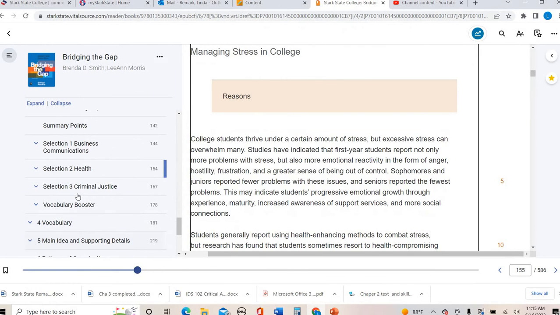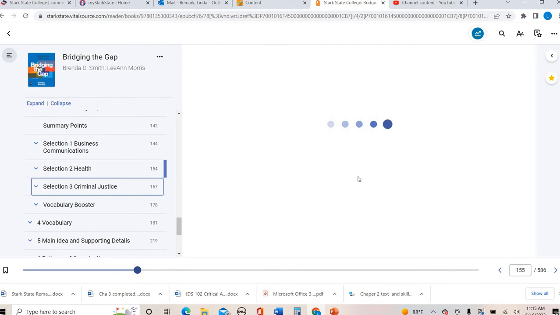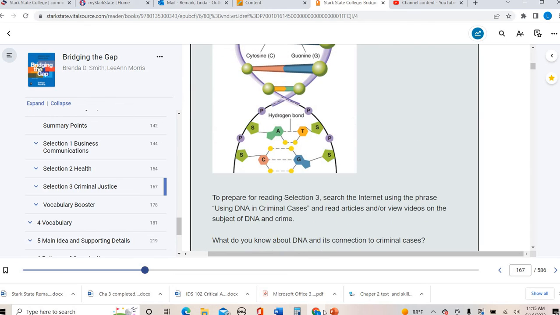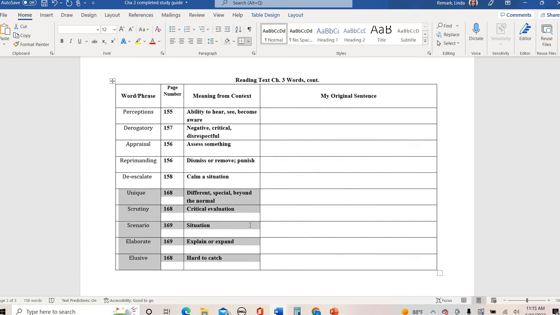All right, and then the last set of vocabulary words come from, you can probably guess, selection number 3. So we can click in there. This is your criminal justice selection on DNA collection and the ethical implications of all of that. And so here are these words.